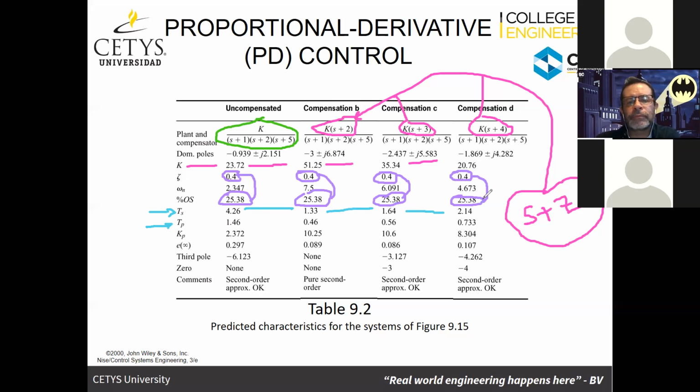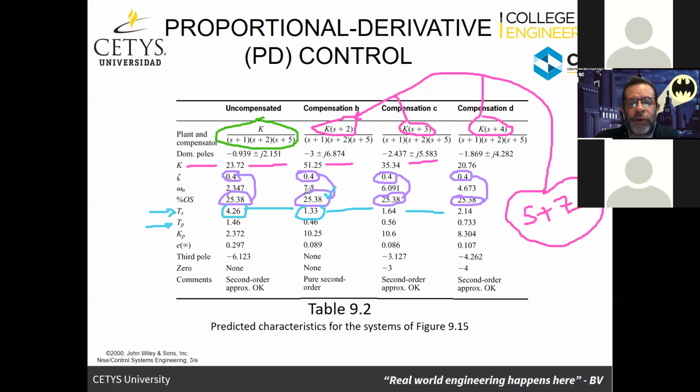It's changing, right? The original settling time was almost 4.3 seconds. And then for the first compensation, for s plus 2, the settling time got reduced to 1.33 while I maintained the same overshoot. Remember how it's kind of elastic? If I try to reduce the settling time, the overshoot is going to try to get larger. But with the compensator, I achieved a reduction of the settling time without affecting the overshoot.